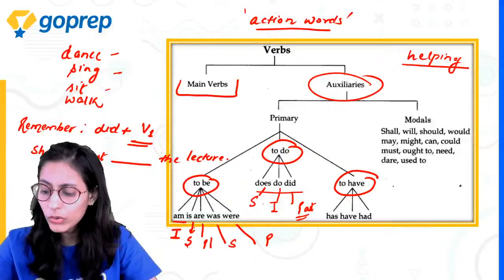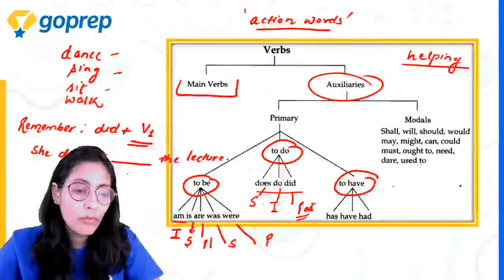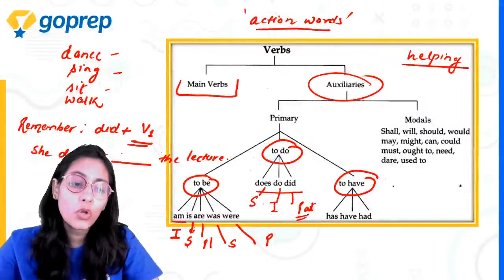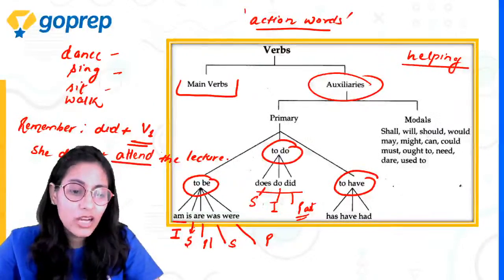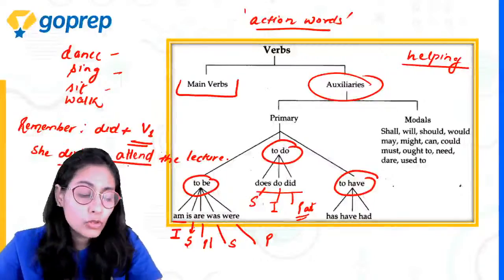Attend, take, very good, very good. So don't make the mistake of using the V3 form here. We always use V1 form with did. That is, she did not attend the lecture. She did not take the lecture. She did not come to the lecture.